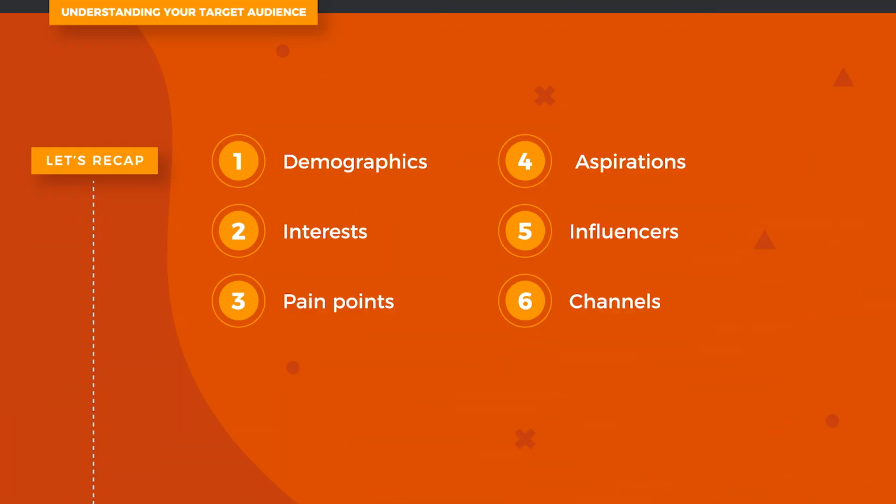Quick recap. To plan a successful PR strategy, you need to know some basic info about the audience you're targeting. This could include demographics, what their interests are, their pain points and aspirations, who influences them, which channels they use. In the next section, we'll look at some additional factors that will inform your PR strategy.